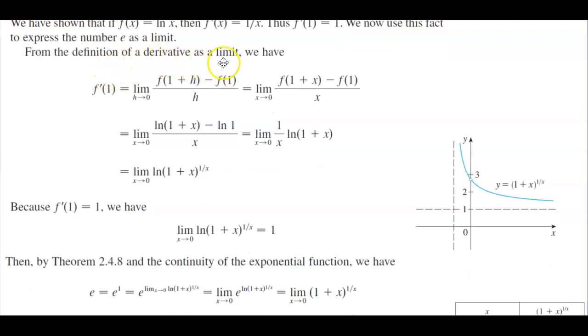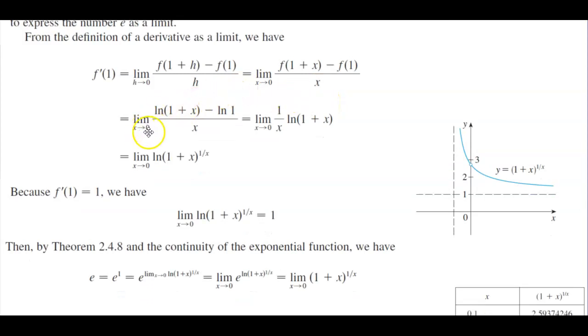From the definition of a derivative as a limit, we have f prime of 1, which is going to equal the limit as h approaches 0 of f of 1 plus h minus f of 1 over h, which is equal to the limit as x approaches 0 of f of 1 plus x minus f of 1 over x. Now, this becomes the natural log of 1 plus x minus the natural log of 1 over x, which is equal to the limit as x approaches 0 of 1 over x times the natural log of 1 plus x.